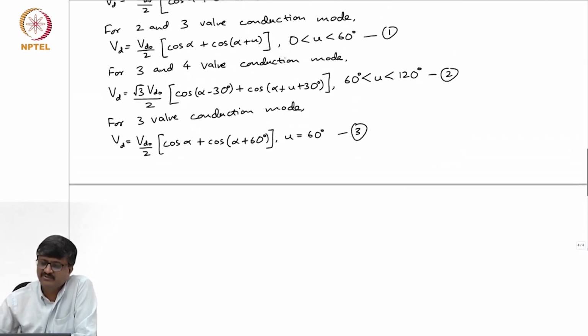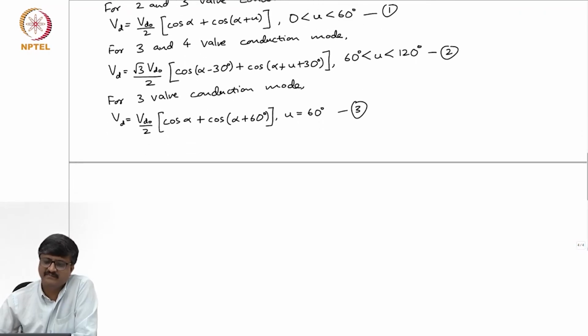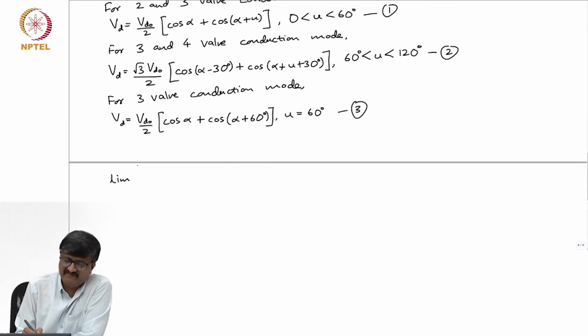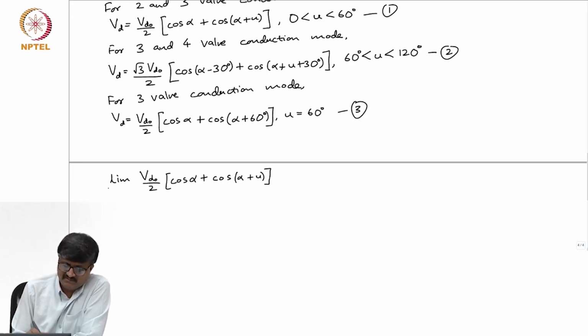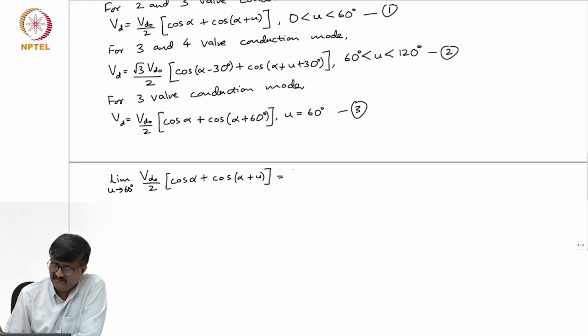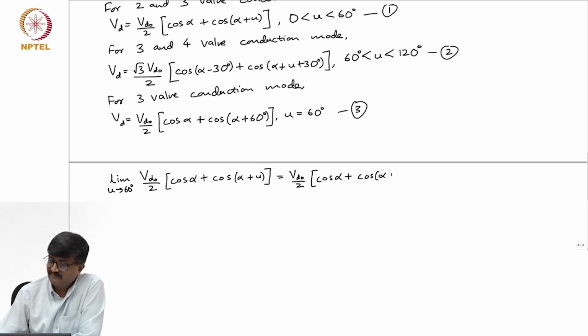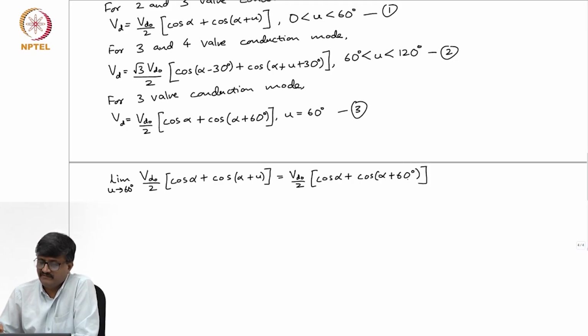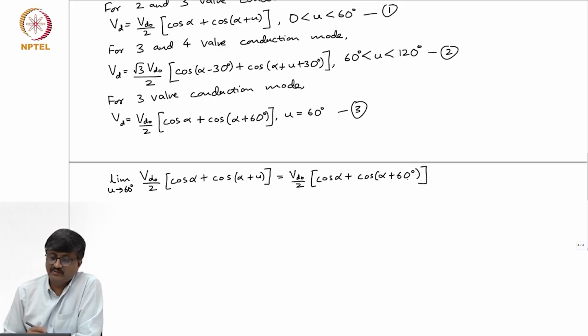So what I am trying to do is I will take equation 1. So the right hand side of equation 1 is Vdo by 2 cos alpha plus cos alpha plus u. So if I take the limit of this as u tends to 60 degrees, what I get is Vdo by 2 into cos alpha plus cos alpha plus 60 degrees, which is nothing but the expression for Vd for u equal to 60 degrees.